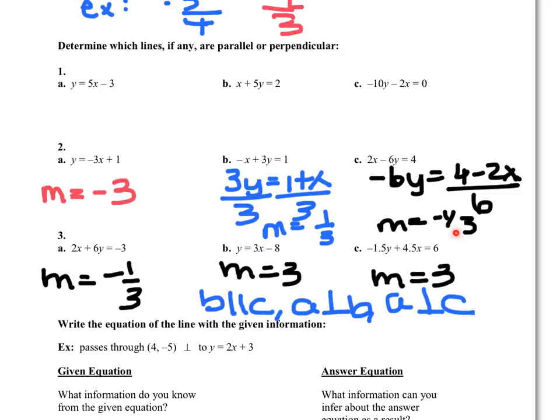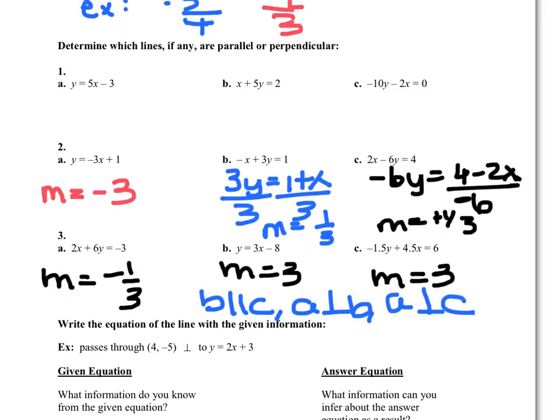So B and C have the same slope, so in number 2, B and C are parallel. And then negative 3 and positive 1/3 are opposite reciprocals, so A is perpendicular to B, A is also perpendicular to C. Again, that should have been a positive 1/3 because I should have divided by negative 6.